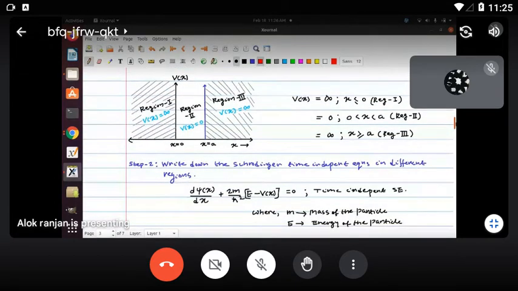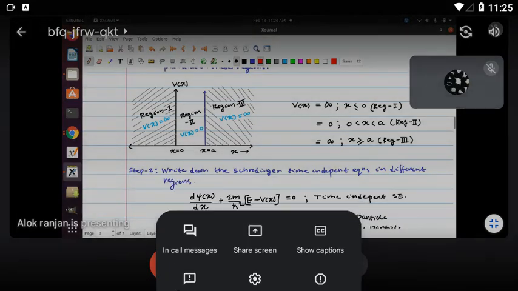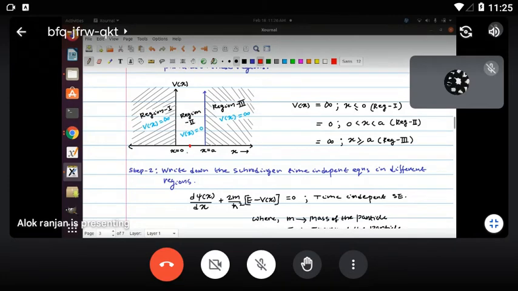So now, if you look at this schematic diagram, one thing you will conclude: at x equal to a over 2, if someone is standing here at x equal to a by 2 and looking to the left side, and then turns 180 degrees to the right side, what will she see?